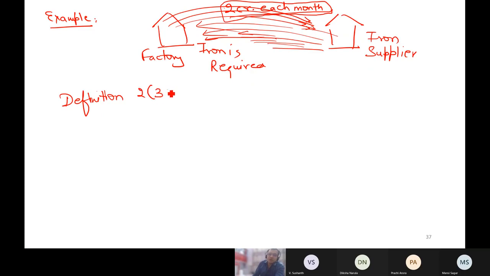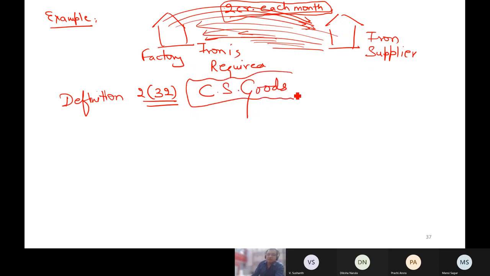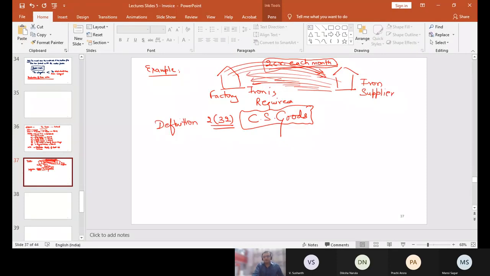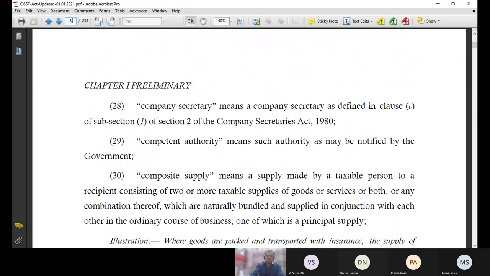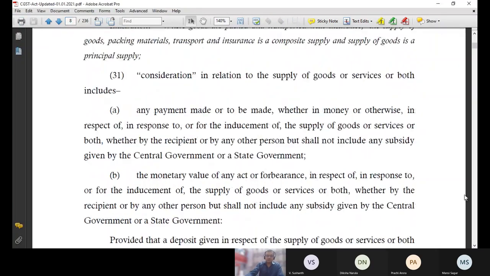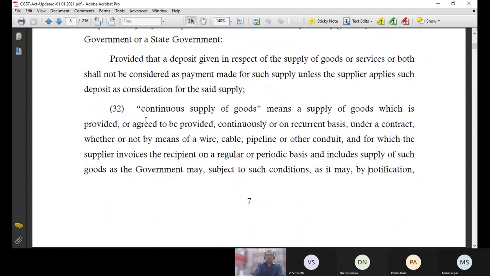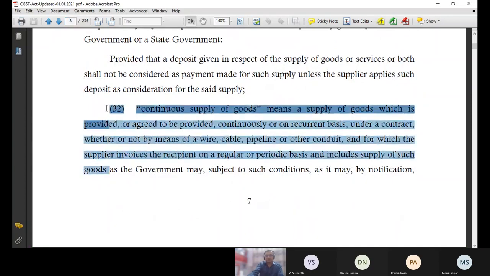Definition of continuous supply is given in section 2 clause 32. Continuous supply of goods. So let me read it. Section 2 clause 32 first for you. This is section 2 clause 32 of this CGST Act, and this clause has defined continuous supply.